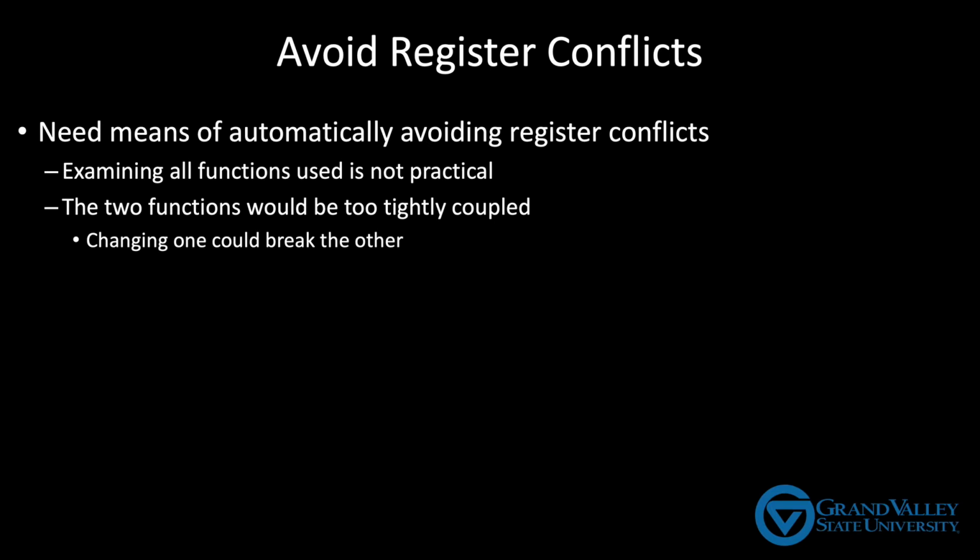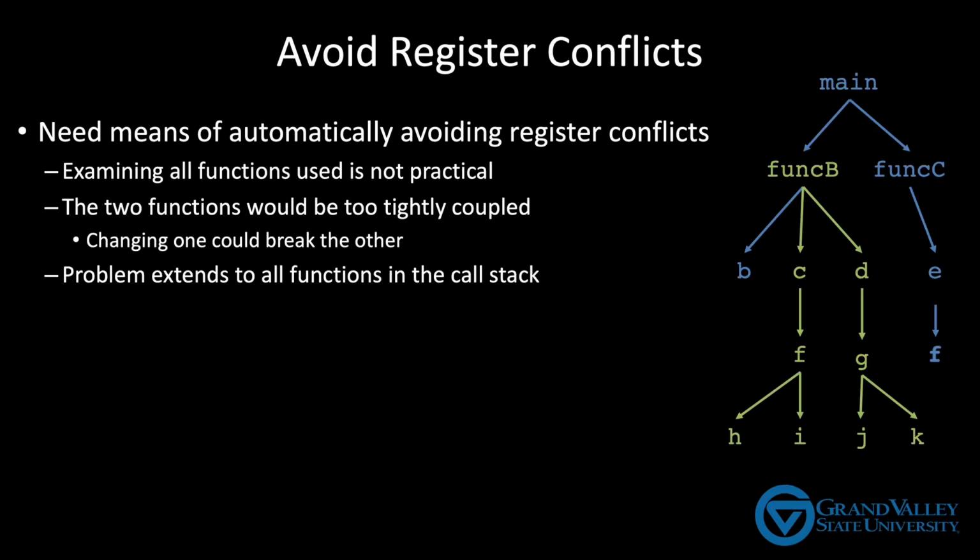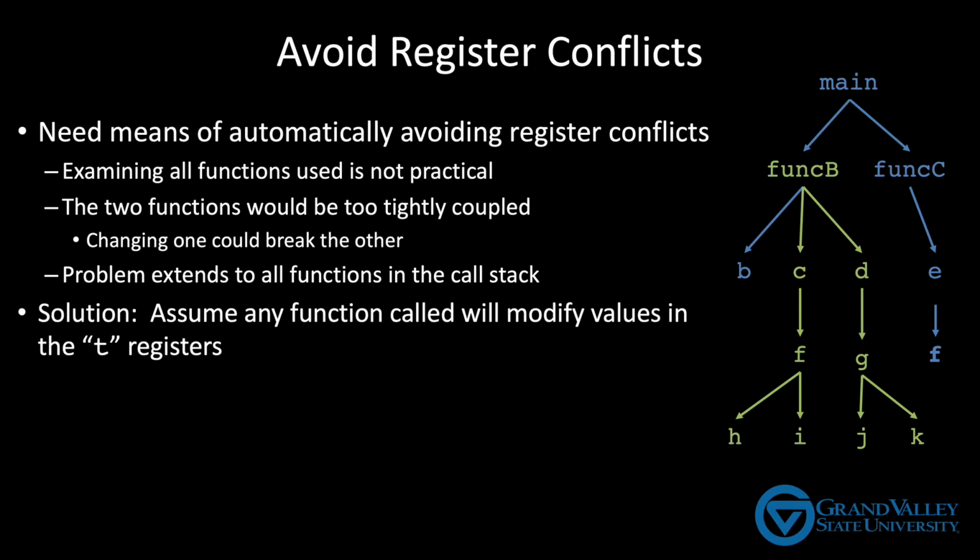Trying to coordinate register usage gets even more complicated when you realize that you have to consider not only the functions called directly, but all functions in the call stack. In the diagram to the right, function B must not only worry about conflicts with functions C and D, but also with functions directly or indirectly called by C and D. Anything shown in green in the diagram. So as a practical matter, you have to assume that any function you call might change the values in any of the T registers. So if you need to make sure a value is preserved while another function runs, you have to move it out of the T registers to somewhere safe.